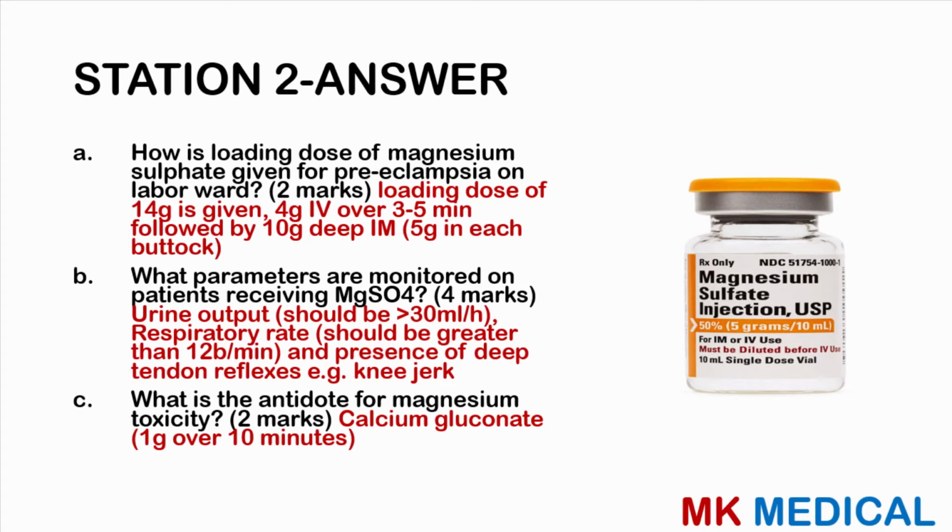And the parameters that you often check for is the urine output. So you should ensure that it's greater than 30 mils per hour. The respiratory rate, which should be greater than 12 breaths per minute, and the presence of deep tendon reflexes, for example the knee jerk. So if these 3 parameters are not met, then you should stop administering the magnesium sulfate. And of course, your antidote is calcium gluconate, about 1 gram over 10 minutes.